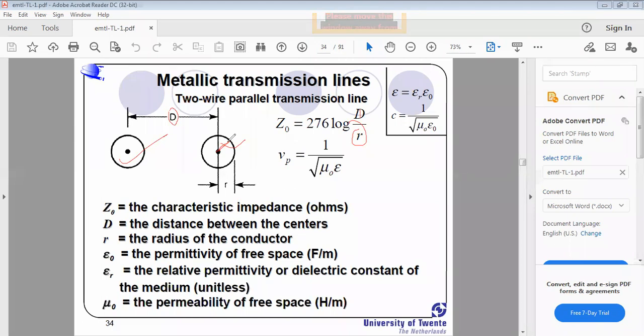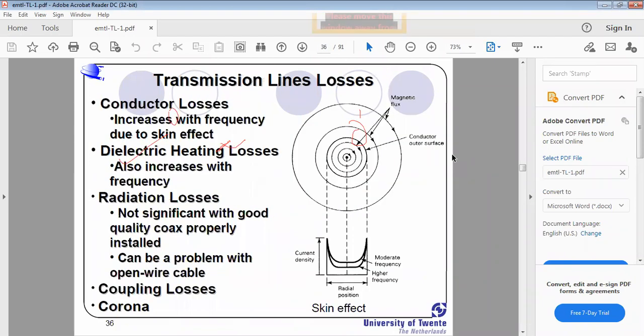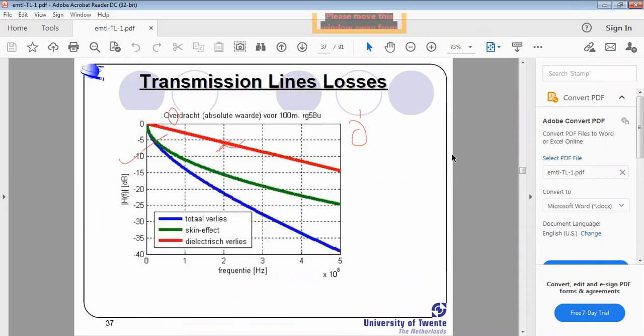Its phase velocity is 1 by square root of mu naught into epsilon, where epsilon is epsilon naught into epsilon r. Of course, this is not part of the syllabus, but just remember those values. Z naught is the characteristic impedance, D is the distance between the centers, R is the radius of the conductor, epsilon naught is the permittivity, epsilon r is the relative permittivity, and mu naught is the permeability of free space. Similarly for the coaxial cable, but these are not required.